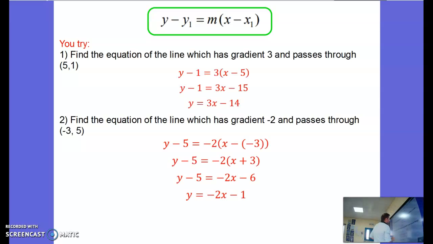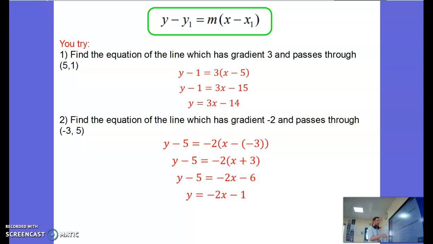For that first one, we substitute in y minus y1, which is 1. 3 is the gradient, brackets x minus x1, which is 5. Multiply out the brackets, tidy it up so you've got all the numbers on one side, and then we have it in the gradient intercept form. So this line would have a gradient of 3, y-intercept of minus 14.